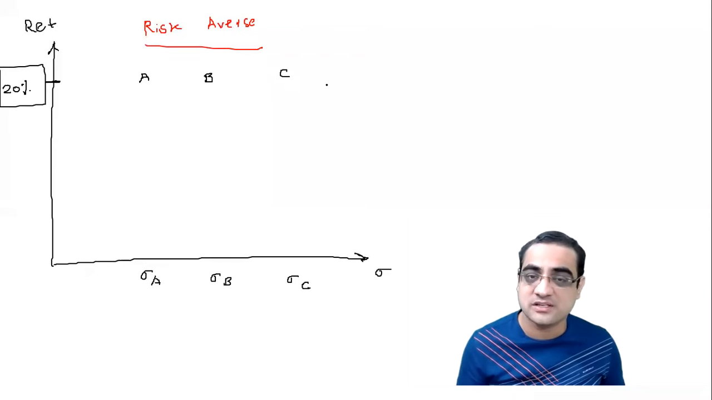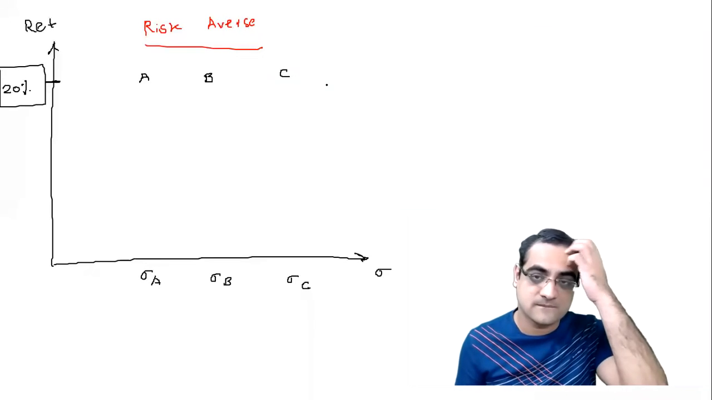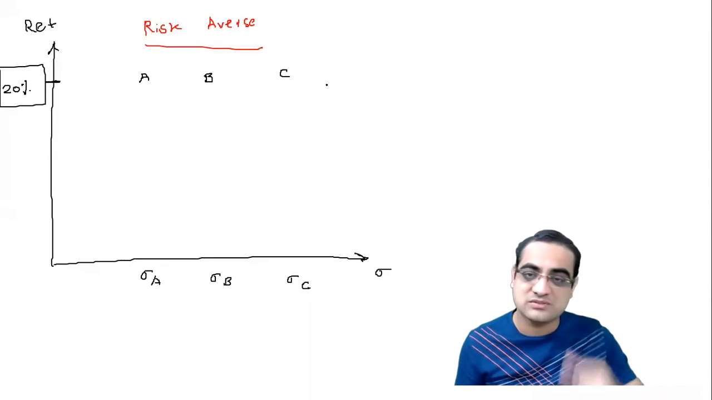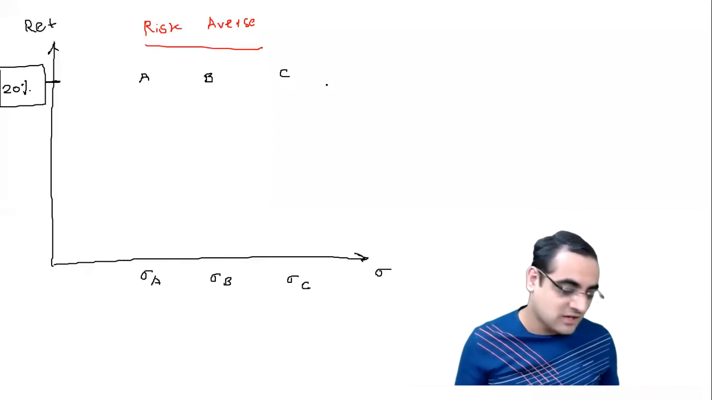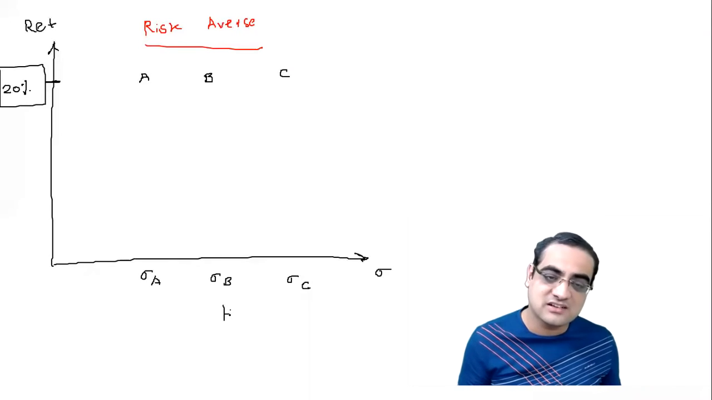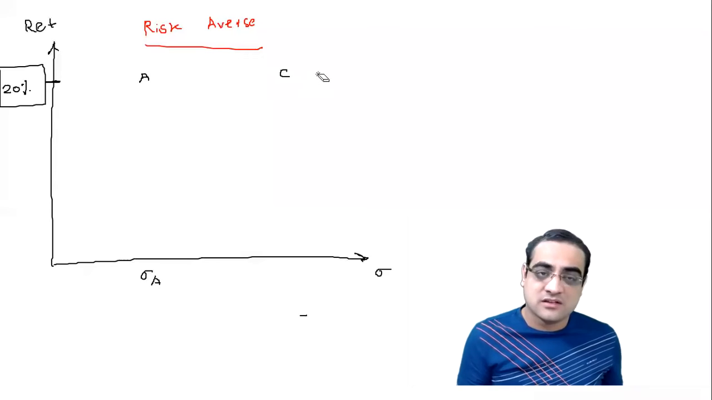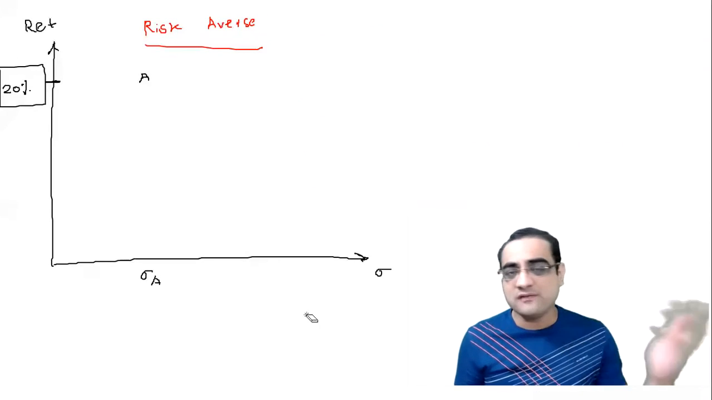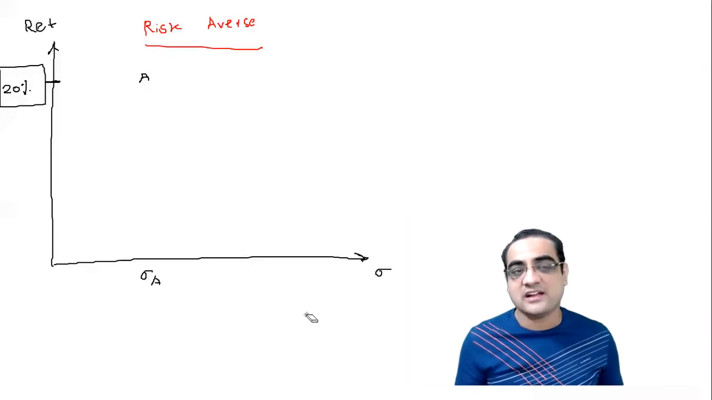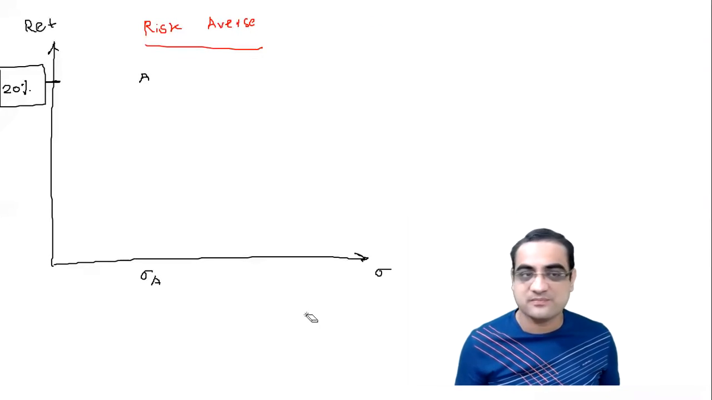Let me know in the chat section, please. Which one will they choose? Quite easy, right? It's going to be A, because B and C have a higher risk. B and C will not be chosen; A will be chosen because all of them are offering the same return and A was offering the lowest risk.